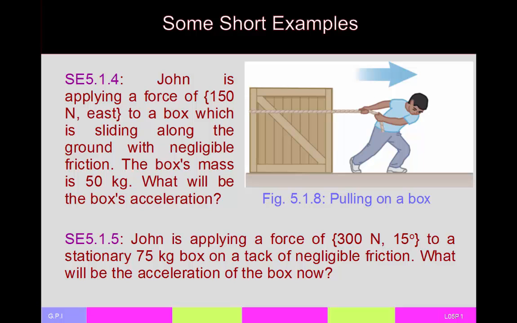Suppose now, instead of having a 150 newton force to the east, we have a force of 300 newtons at 15 degrees. This would be basically equivalent to 75 degrees east of north, if you were going to draw it on a map. And suppose that this box is actually 75 kilograms. So what's the acceleration of this box going to be in this case?